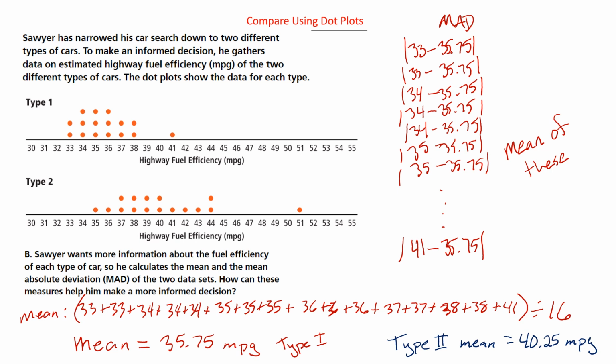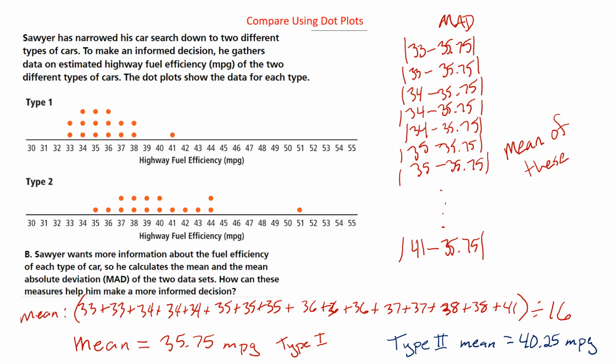So with 16 data points, that could take a little while. We could shorten it because 33 minus 35.75 is going to be the same both times, so we could do it once times 2. We could do the 34 minus 35.75 times 3, and the 35 minus 35.75 times 3 because we have 3 of them. So that could help us out a little bit, but it still can be a little bit time consuming. So how can we help this out?